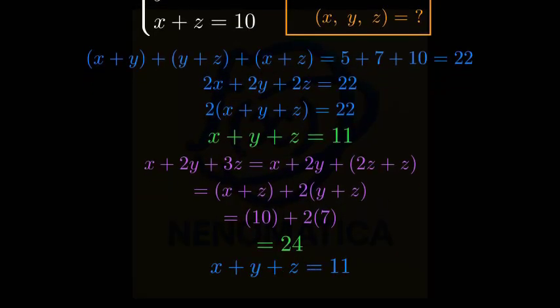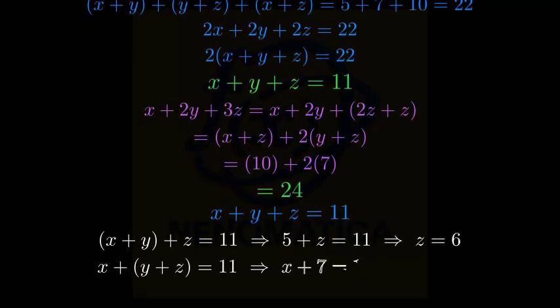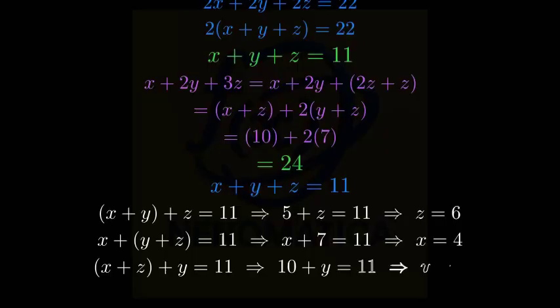Step 3. Use the total sum to isolate each variable. First, parentheses x plus y parentheses plus z equals 11 gives 5 plus z equals 11, so z equals 6. Next, x plus parentheses y plus z parentheses equals 11 gives x plus 7 equals 11, so x equals 4. Finally, parentheses x plus z parentheses plus y equals 11 gives 10 plus y equals 11, so y equals 1.